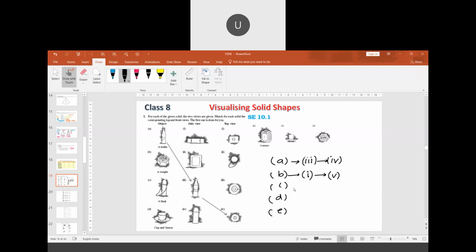How does a flask look from the side? Fourth option. And from the top, how does it look? Second option.